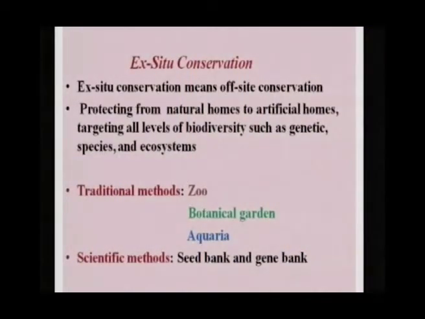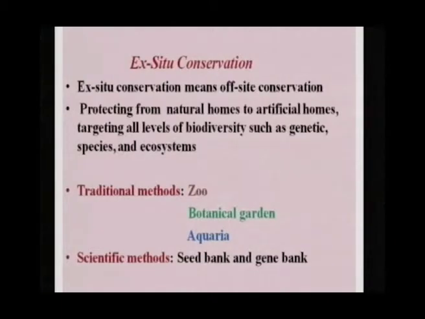Today we are going to discuss ex situ conservation. Ex situ conservation means the conservation of off-site species, that means the area of conservation is away from the natural home. In other words, we can say it is protecting species by moving them from natural homes to artificial homes, targeting all levels of biodiversity such as genetic, species and ecosystem. Whatever wildlife species are to be protected has to be collected from the natural habitat and kept in a safer area under the security of man.